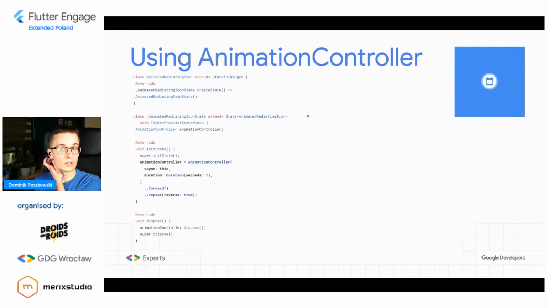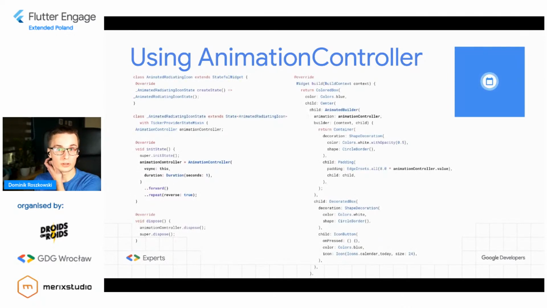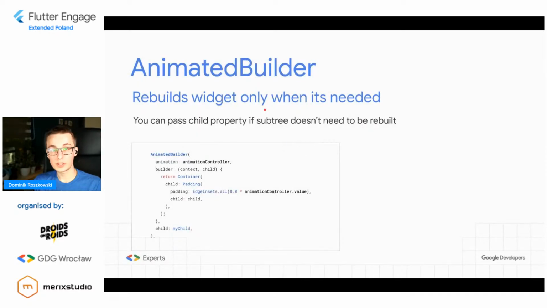So let's recap the animation controller. This is for the backup slide here. Animation controller. We need to initialize this in init state, and then we need to provide it to animated builder. And animated builder is a very handy widget, and you've seen that I've used this at least once right now. And animated builder is a widget that helps you to actually use your animation controller in the most efficient way.